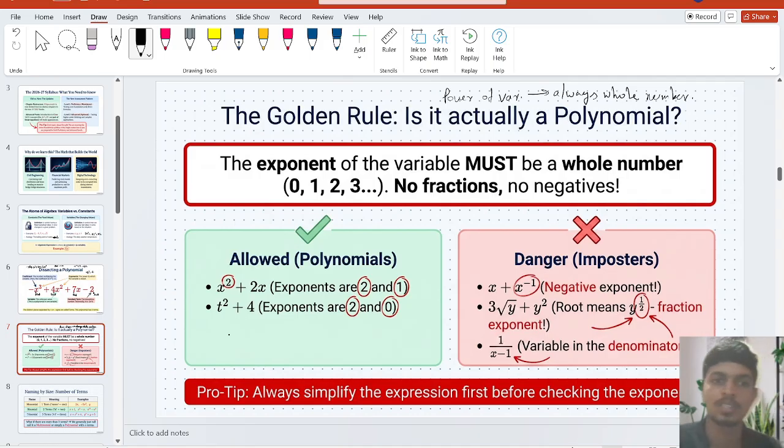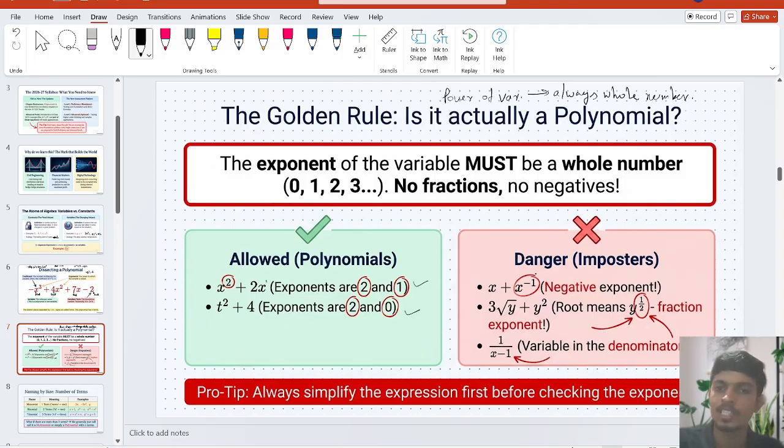For example, x square plus 2x. Here the power of x is 2, which is a whole number belonging to that set, and x has power 1, which also belongs to that set. And 't square plus t to the power 0': here the variable is t, the power is 2, and here the power is 0. So both belong to the whole numbers. So this is a polynomial in x, and this is a polynomial in t.